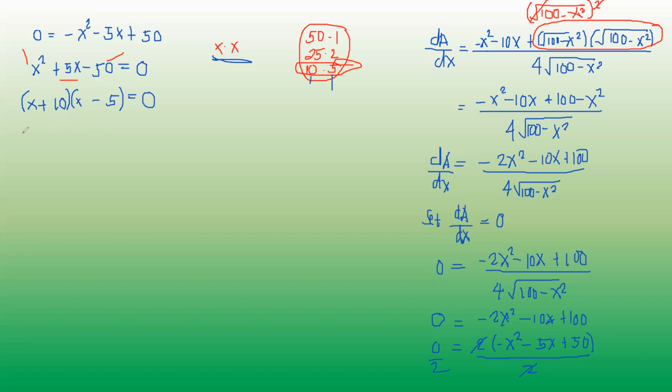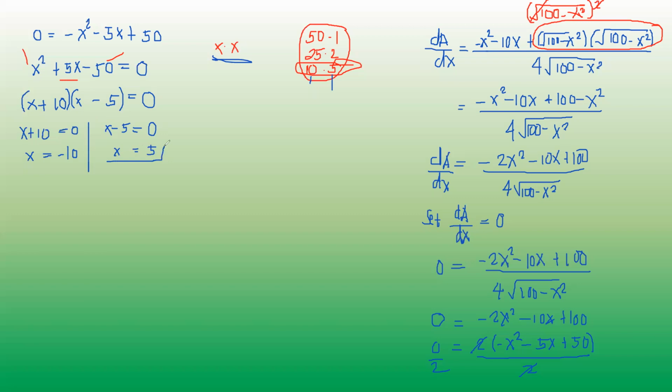Kaya meron tayong first factor, x plus 10 equals 0. Pag sinolve mo yan, x, transpose lang, equals negative 10. Your second factor is x minus 5. X minus 5 is equal to 0 also. Solving for x, transpose mo yung negative 5, kaya magiging x equals 5.